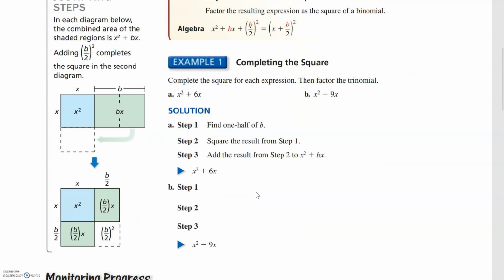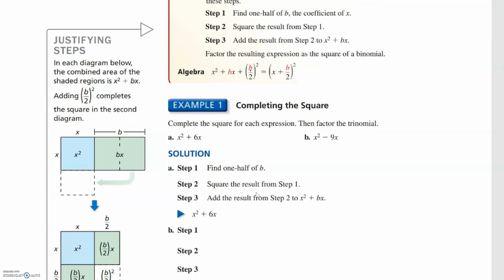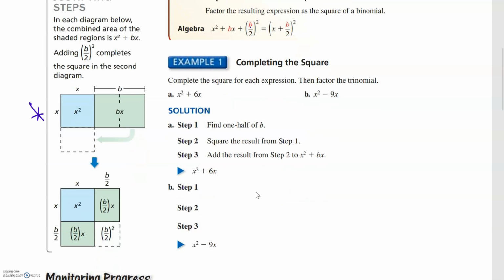So why does it work? We're going to take a little picture like this. We have a rectangle. x squared plus bx is the area. Here's the b, here's the x. We're going to chop it up a little bit and move things around. We're going to chop this in half, and slide half of that over here. So this is x, and this is b over 2 because we've chopped that in half. We chopped it in half and rotated it.